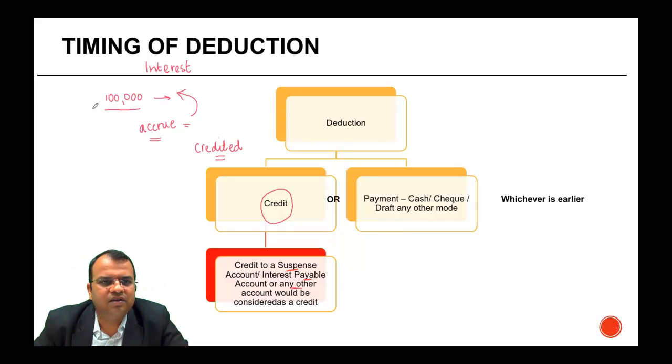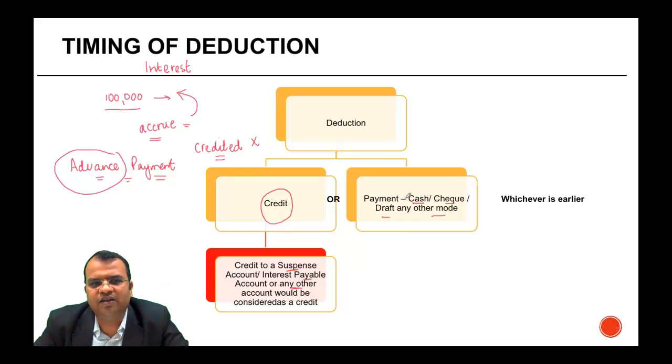In some cases, there may be some advance payment of interest. If there is an advance payment of interest, then the party account is not credited, right? In that case, if the advance payment is made earlier, whether through cash or a check or draft or any other mode, the TDS has to be deducted at the time of advance payment. But if the TDS is deducted at the time of advance payment, then whenever the credit happens, we will need to reduce this credit to the extent TDS has already been deducted on advance payment.